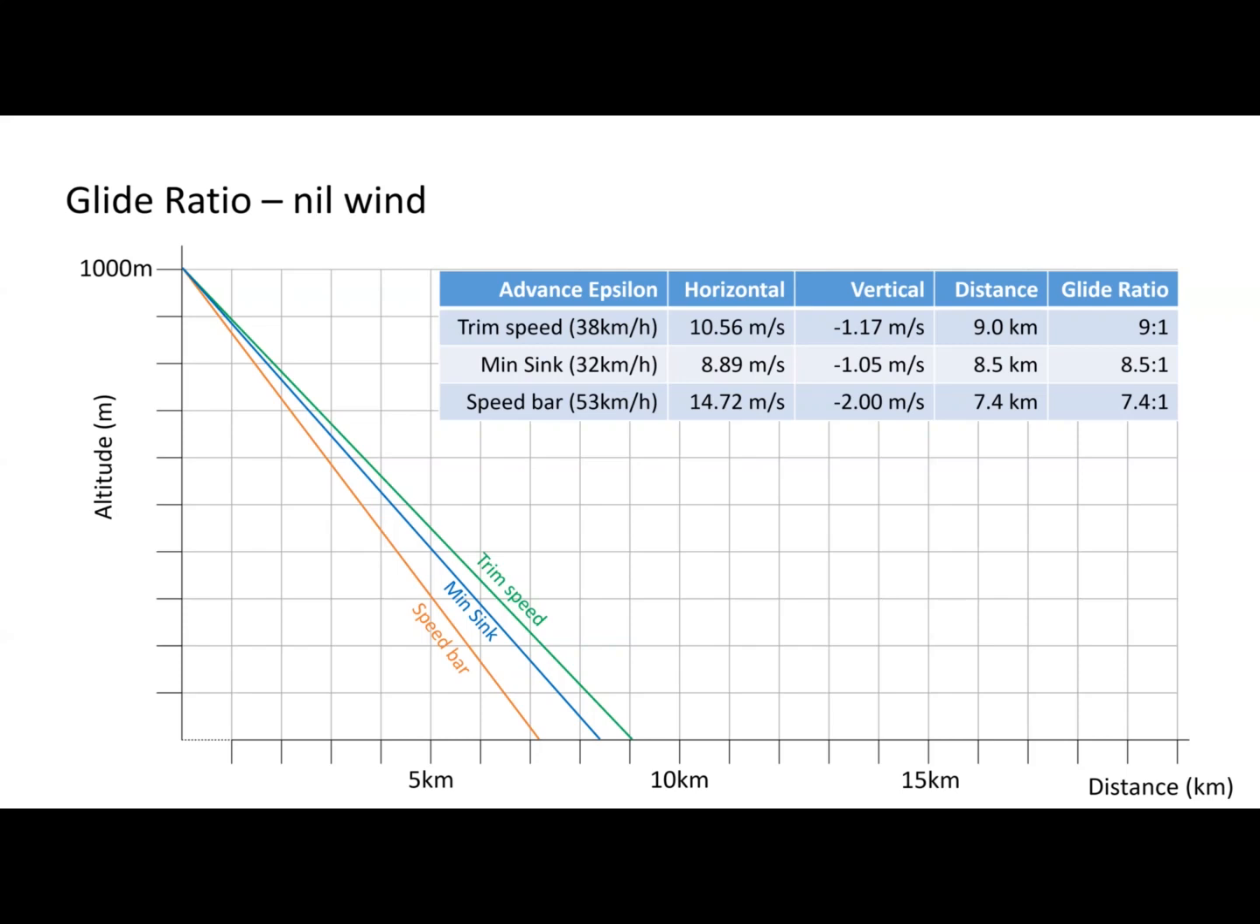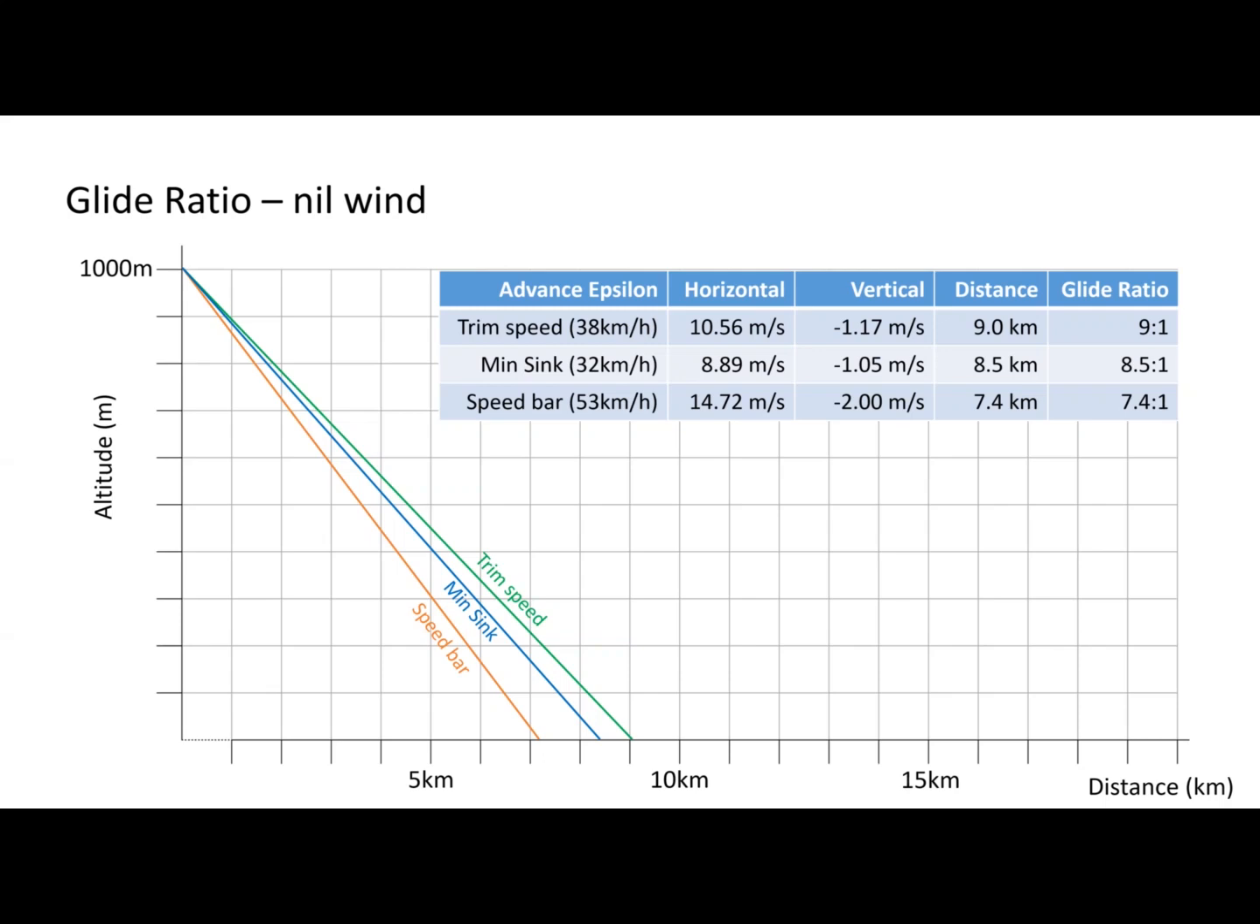Yes. Right, min sink is, if you look at these numbers here, where you have the lowest vertical sink rate. So on my min sink, which on this hypothetical glider is at 32 kilometers an hour, let's say my trim speed is 38, I've got a bit of brake on. I'm only sinking at 1.05 meters a second. That's my minimum sink of those three. But because I'm not moving forward as fast as on the other two, by the time I hit the ground, I don't actually get the furthest. Although I have the min sink, I don't get the best glide.